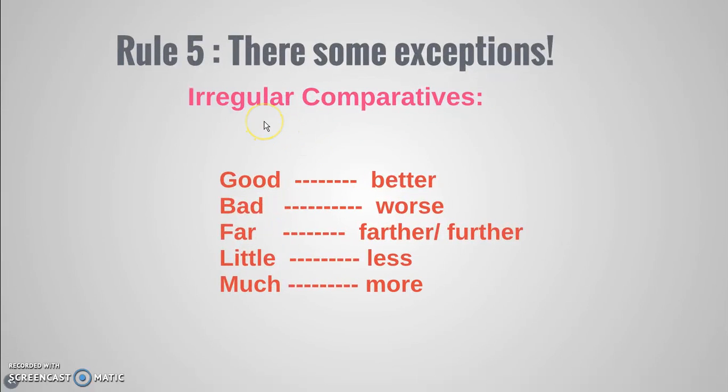As for rule number 5, here we are going to talk about some exceptions. There are certain adjectives which are irregular, which means when we try to apply the comparison, we need to change the whole structure of the word. For example, good becomes better, bad, worse, far, farther or further, little, less, much, more.